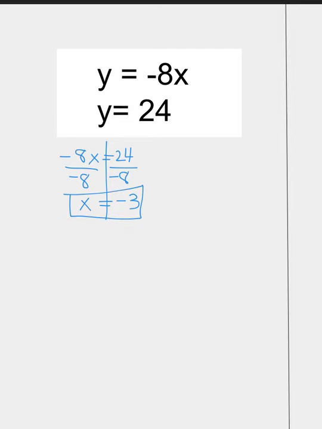Now, I don't have to substitute that into either of these equations because I already know the y value is 24. So all I'm going to do is take this x value and this y value, put it together, and I get a solution of negative 3, 24. And there's the solution to this system of equations.